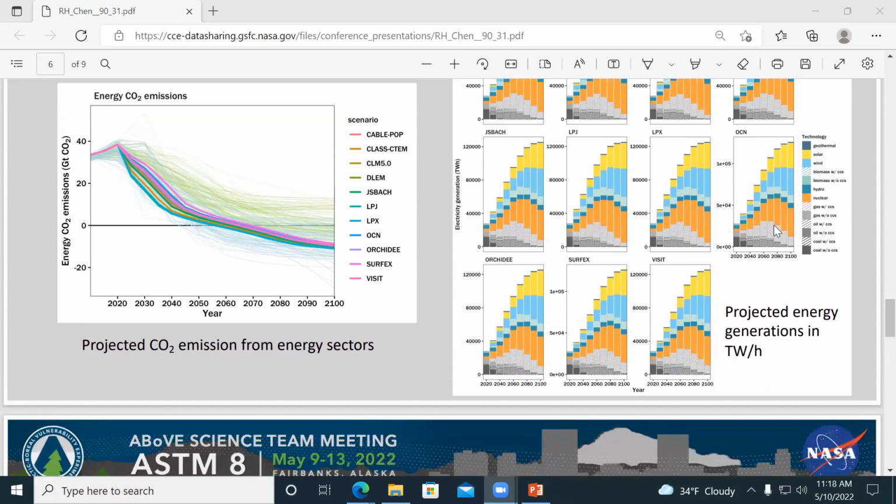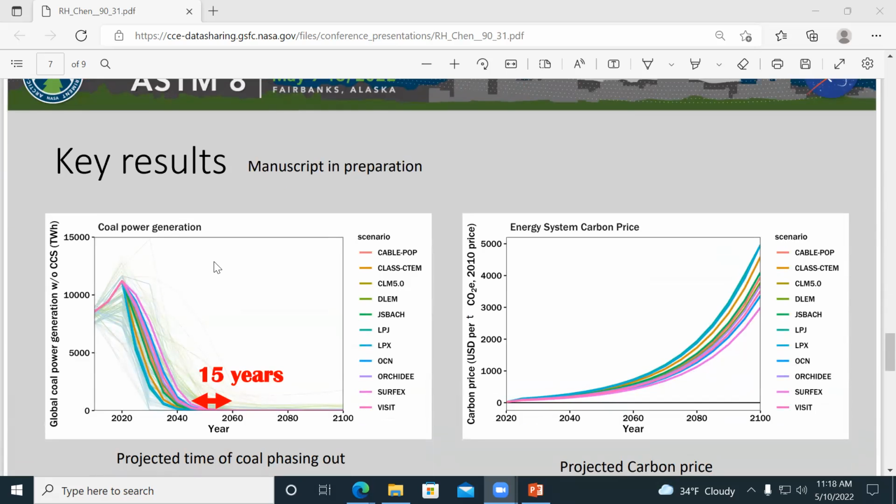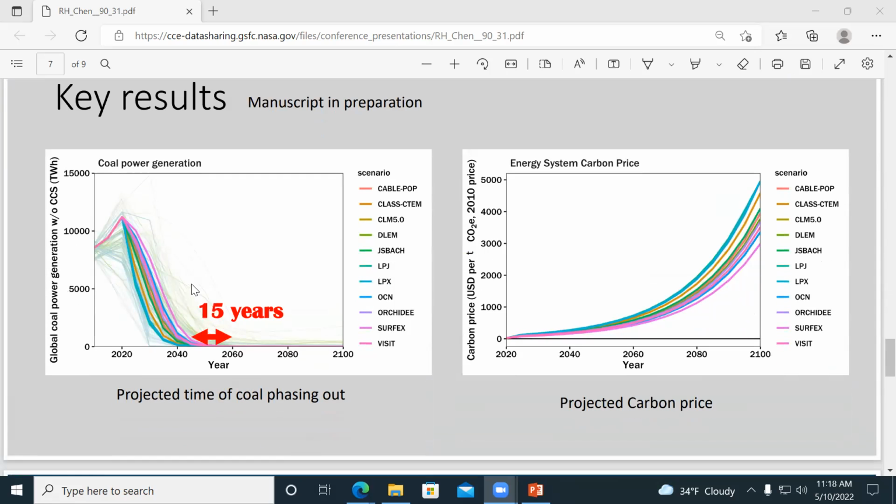I'll skip that because of the time limit, but we'll zoom in on the coal power use or generation. If we use LPX, which usually gives us lower land carbon sink estimations, we probably need to get rid of coal by the year 2040. If we use another model, the SURFEX model, which typically gives a higher land carbon sink in TRENDY estimations, we probably only have to get rid of coal until 2055. So there's a 15 year difference that makes a huge difference.